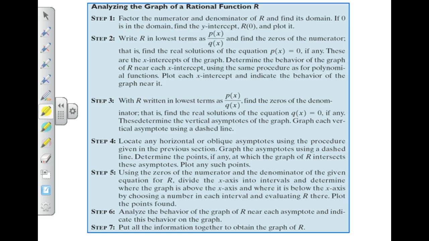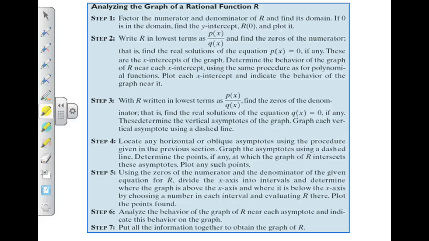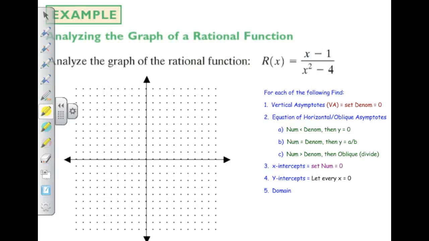So here's the book's notes. You can read through those, or you can follow my notes. I've kind of condensed it for you a little bit. This looks a little bit more, to me, it's too much to read. Okay, so I'll show you a couple things. There's my notes over here again, just so you can see what's going on.